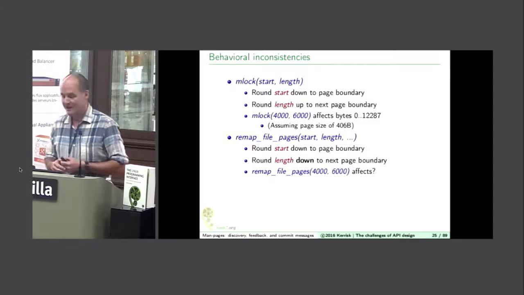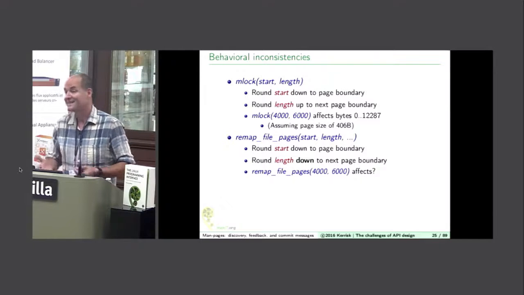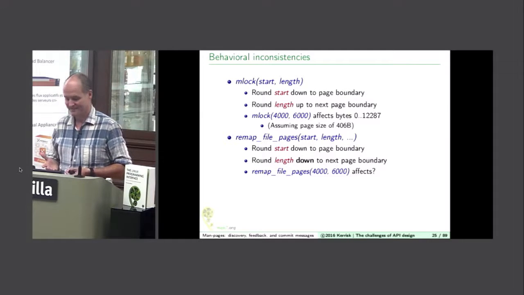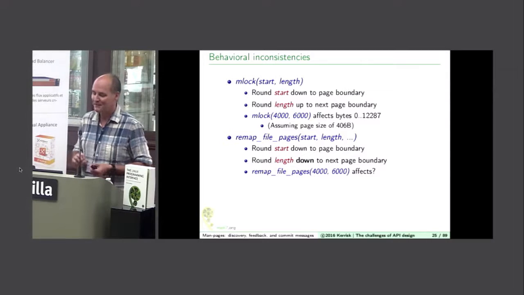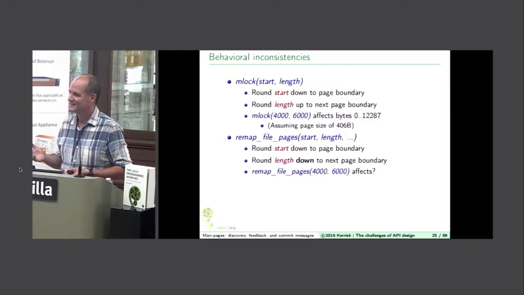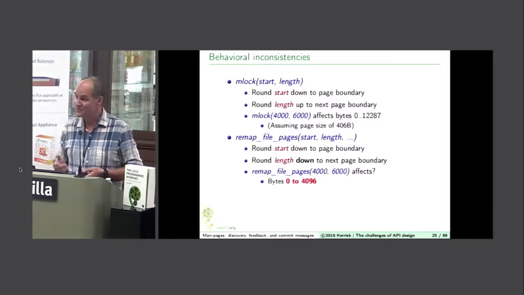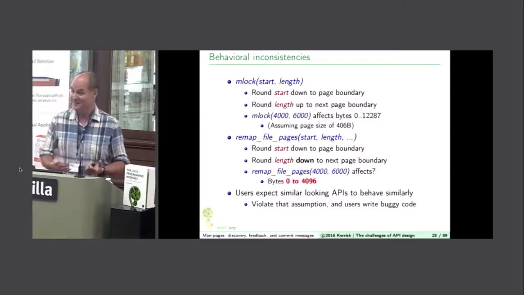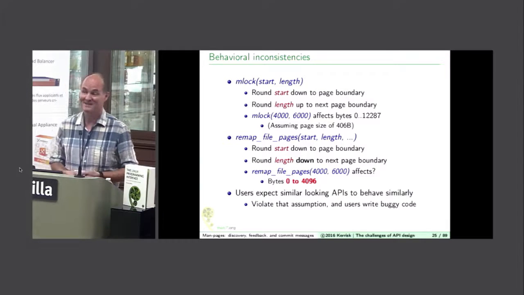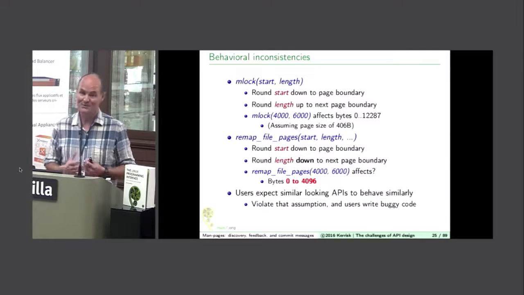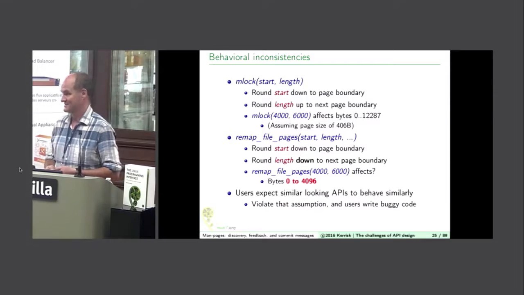Then you've got remap_file_pages. It takes a start argument and a length argument. Start gets rounded down, and length gets rounded down. So if you say remap_file_pages 4,000, 6,000, what byte range do you affect? Guesses? Yeah, 0 to 4K. So when users look at APIs that look similar, they expect them to do similar things. And when you violate that assumption, you're giving your users a really good way of producing bugs.